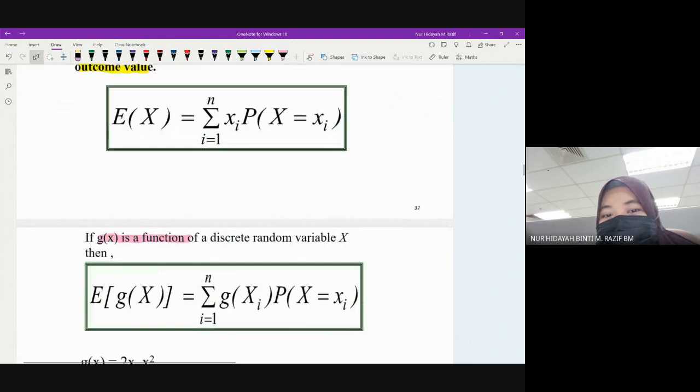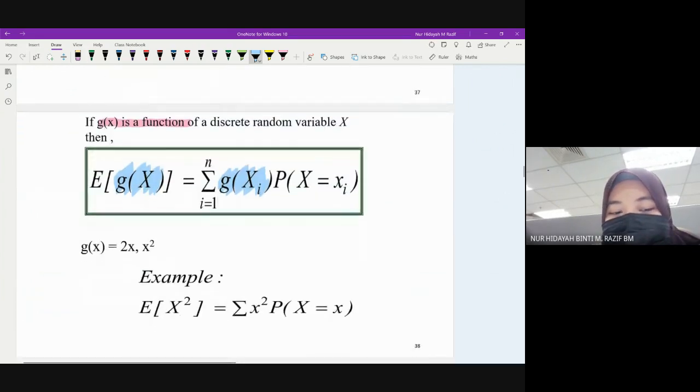So kalau you tengok dua formula ni tak jauh berbeza pun, berbezanya hanya pada bahagian di sini. Okay, we are looking for expectation of x. So xi darab probability x equal to xi. Di sini kita cari expectation of gx. So kita akan dapat gxi didarabkan dengan probability x equal to xi.